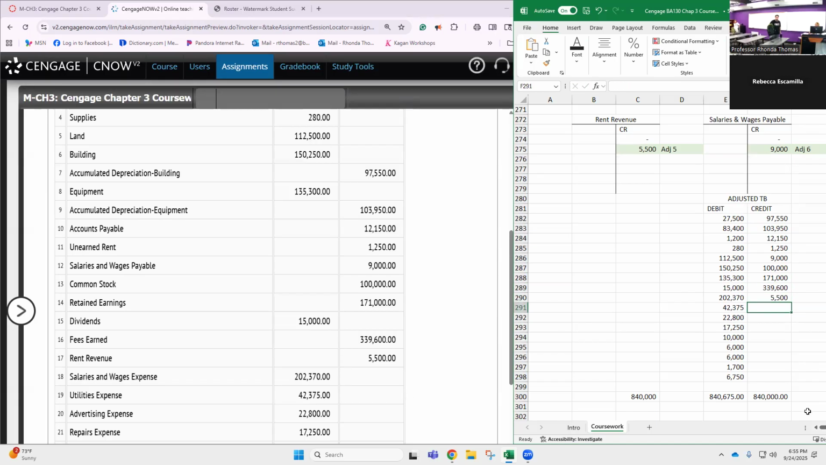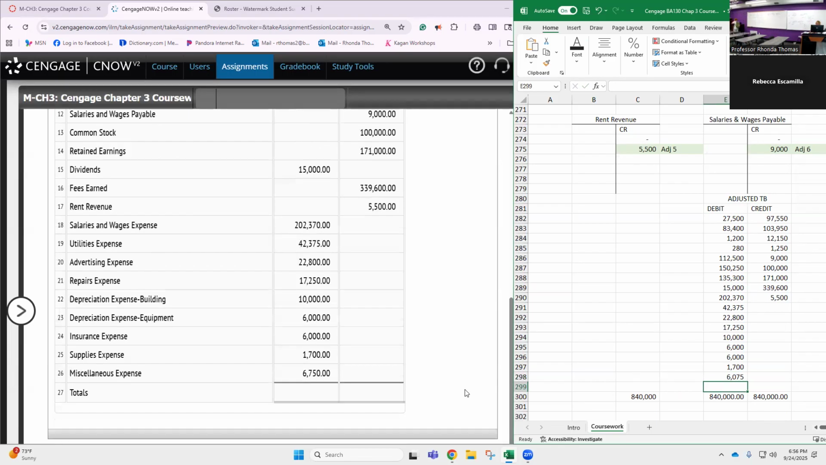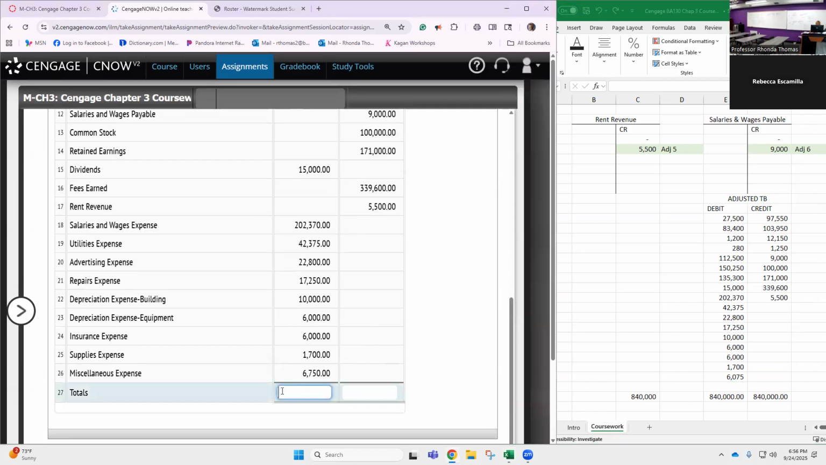Okay, hey, I got one side balanced, okay? It's 6,075. Whoop, I just miskeyed it. Hey, whoop. All right, we did it. Let me put my answer in and then I get my gold star, right?